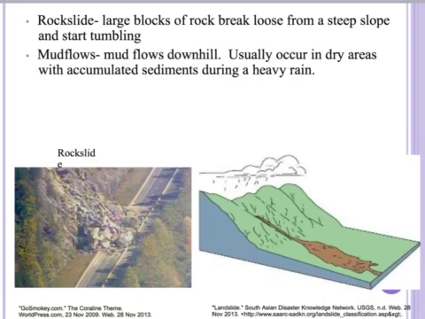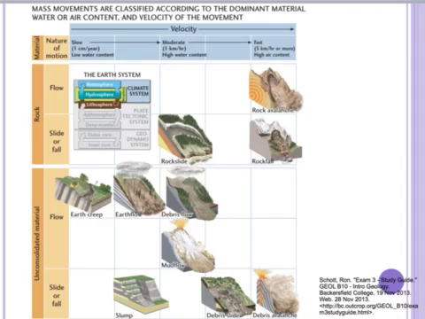Mud flows occur usually in dry areas that don't have a lot of vegetation. When it rains, this creates a lot of mud very quickly and it flows down the slope. California is very well known for having a lot of mud flows. Here's just a diagram that puts it all into perspective.